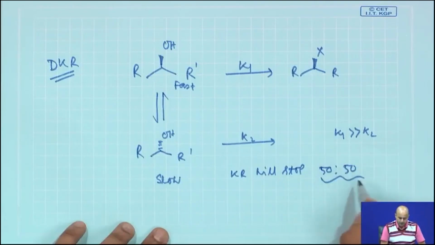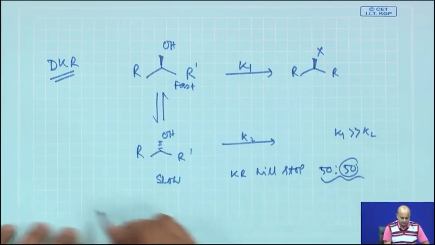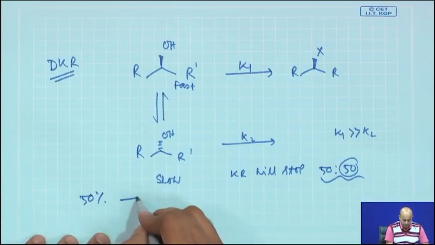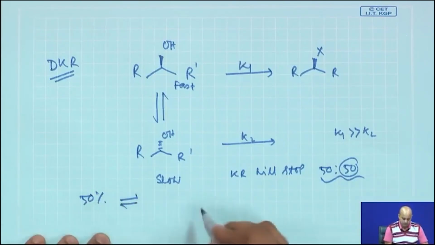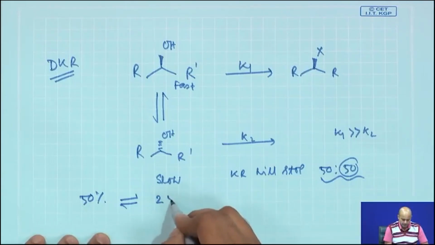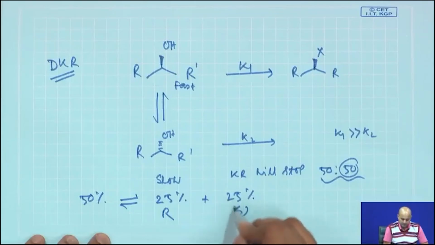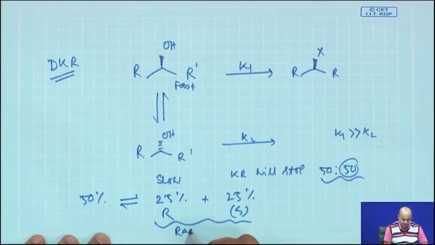Okay. Now, the slow reacting enantiomer, 50%, is there. Is it possible that this 50% slow reacting enantiomer you can again convert to 25% R and 25% S, meaning that you will be trying to do a racemization? Now, why is this helpful?